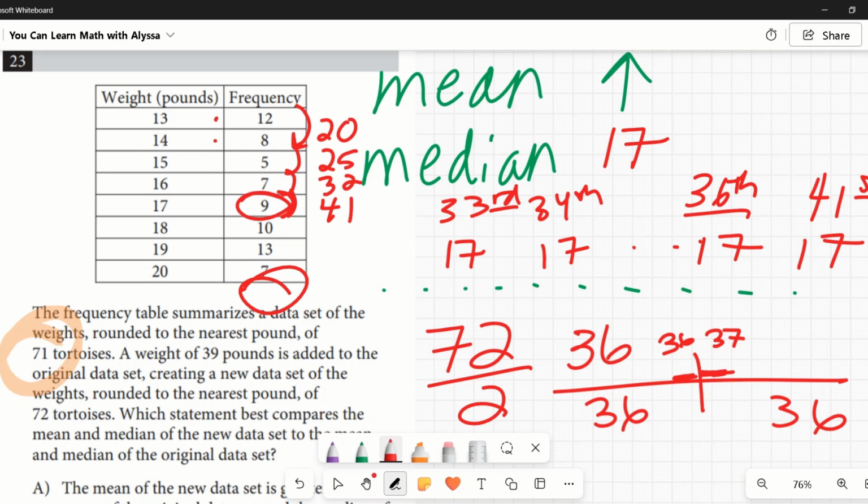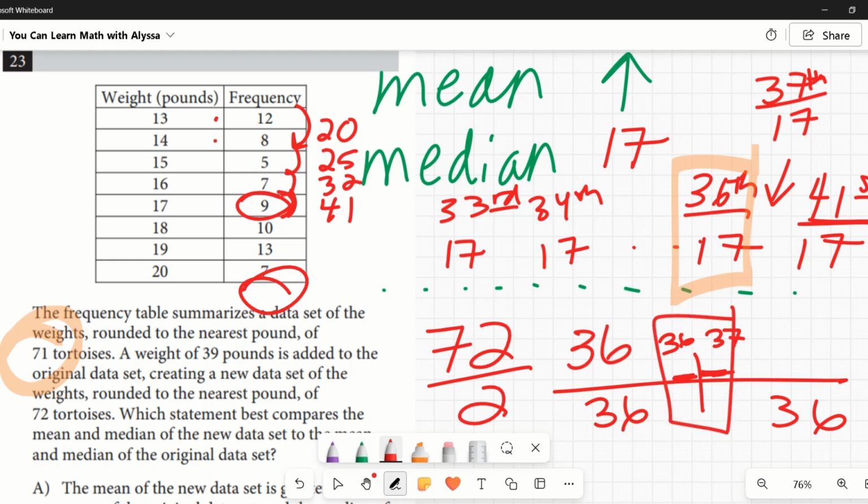Well, when we add one more number on the end, it doesn't change what the 36th and 37th number are, correct? It just changes what the 72nd number is going to be. So we already know that the 36th number is 17, and all the way up to the 41st number is 17. So that means my 37th number is 17 also. We've got our two numbers and we need to average them together. When we average 17 and 17, we just get 17. If you average two numbers that are the same, you just get that same number again. 17 plus 17 divided by 2 is 17. So the median doesn't change.